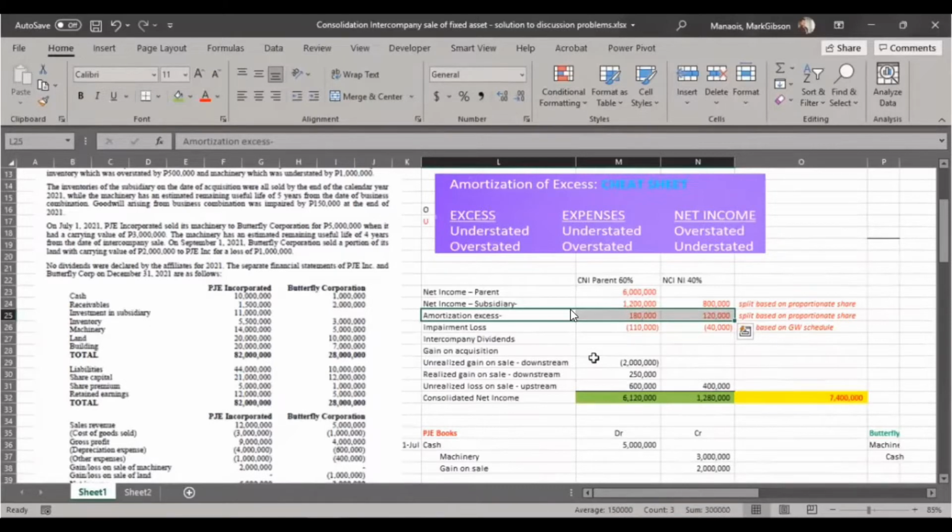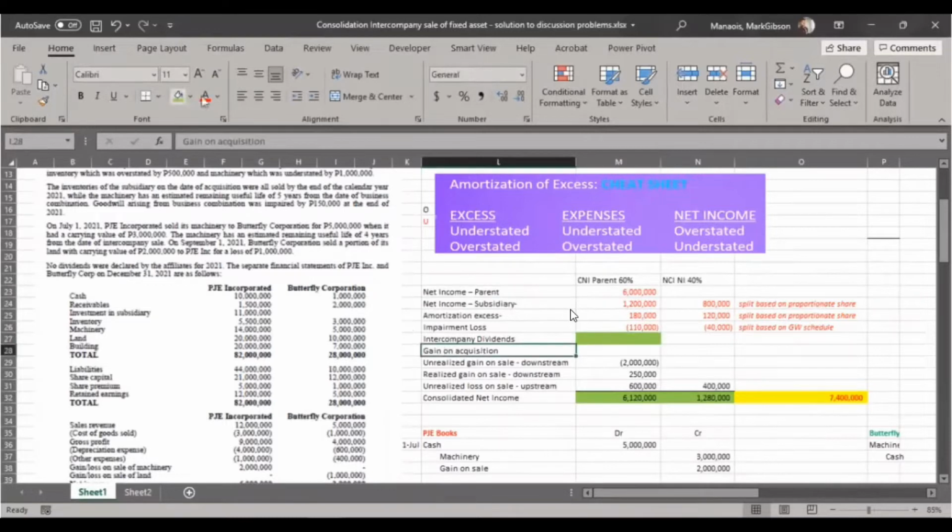PJE owns 60% of Butterfly. Now Butterfly declares a dividend. Of course, PJE will get the dividend. Imagine that dividend income is also part of the net income. It's already in your other income, and yet you're going to account for it. So to avoid double pick up, you have to deduct it from the consolidated net income attributable to the parent. So if there are any intercompany dividends, we have to deduct it here. Okay? There are none, so we're okay.